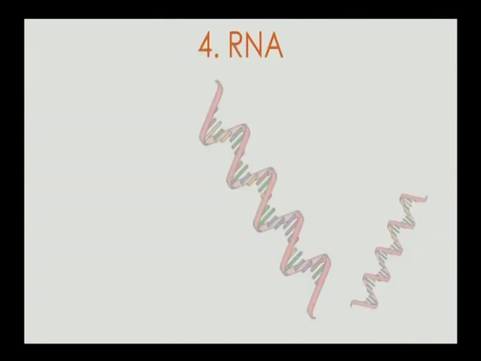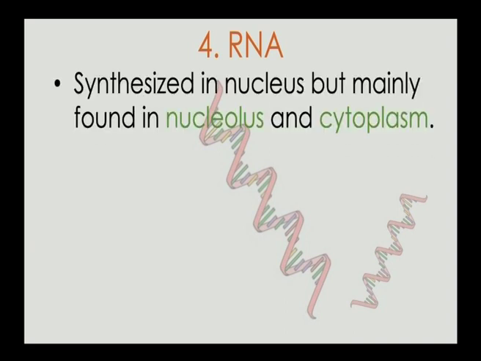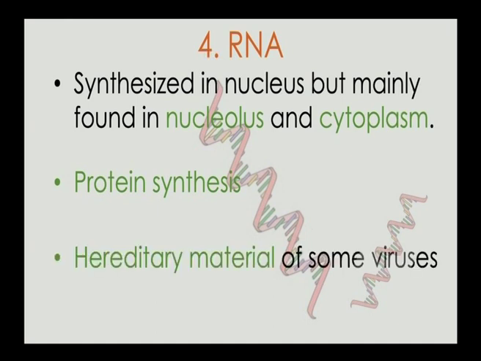The last biomolecule I have in my lesson is the RNA. If you have understood the concept of DNA, or if you have got the idea of the structures and the components of DNA, this is going to be easy as well. RNAs are synthesized in the nucleus, but are mainly found in the nucleolus and cytoplasm. They help in the synthesis of proteins. RNA also serves as the hereditary material of some viruses like coronavirus. Unlike the double-stranded helical structure of DNA, these are single-stranded.